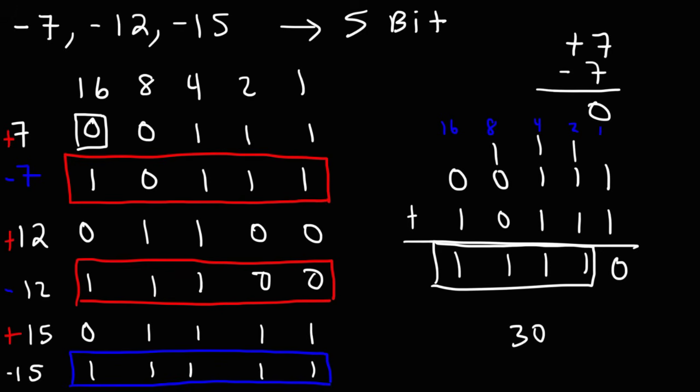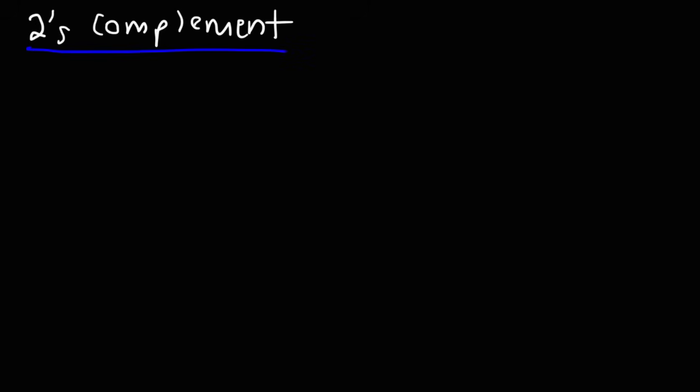So as you could see, when expressing negative numbers using the sign and magnitude method, it's not very helpful if we need to perform operations such as addition or subtraction. So now let's talk about expressing negative numbers using the 2's complement method. And we're going to see why this works out so well. So let's start with 7.